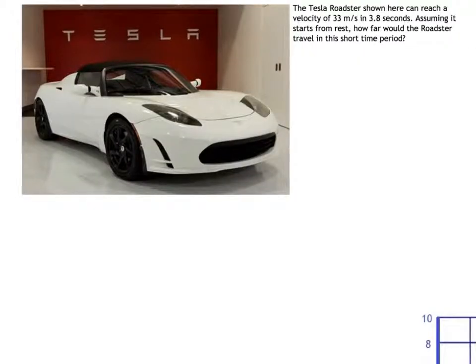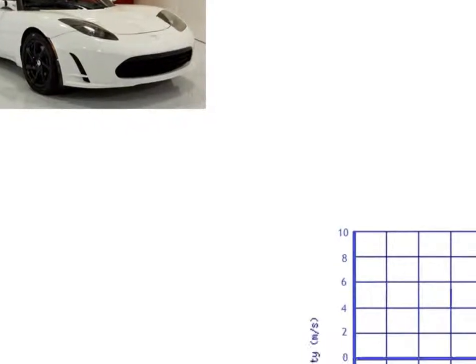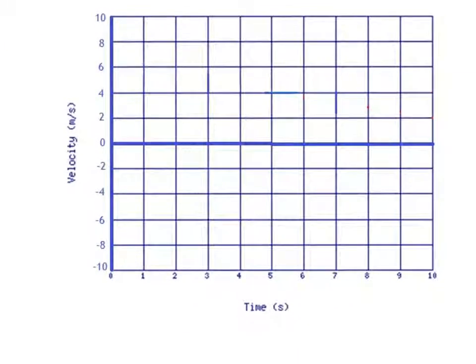Okay, last example, read the question. And in this one, they're asking us how far the car is going to travel in a certain time period. So we're going to need our displacement equation. I just want to remind you where that equation came from.